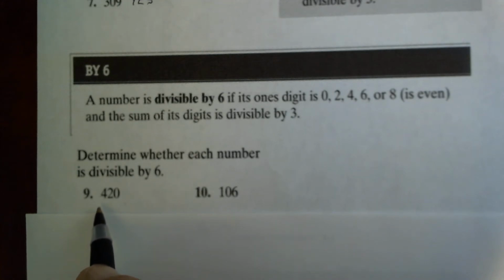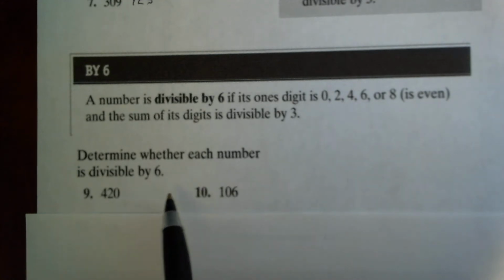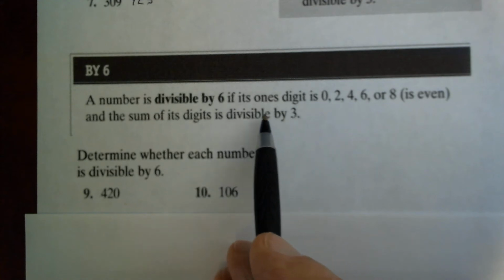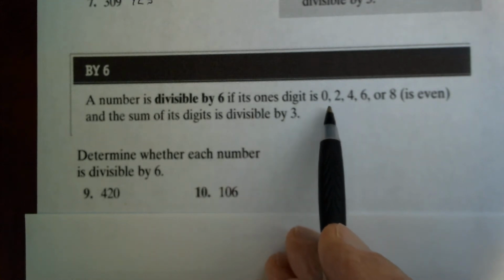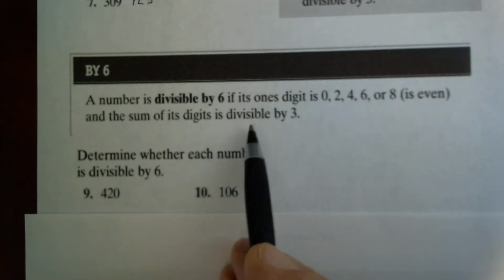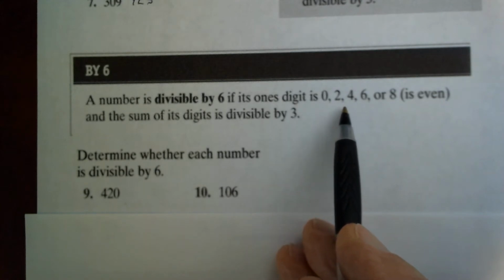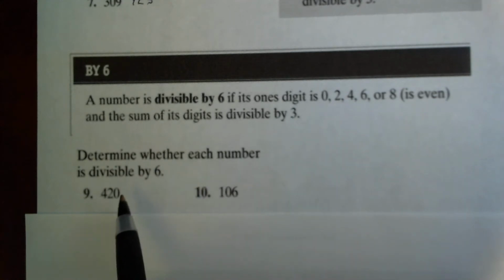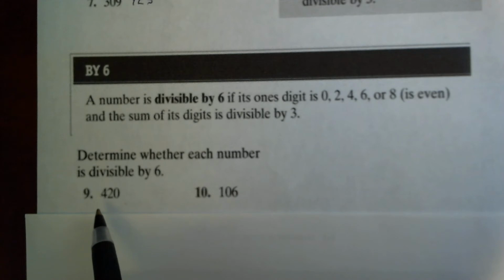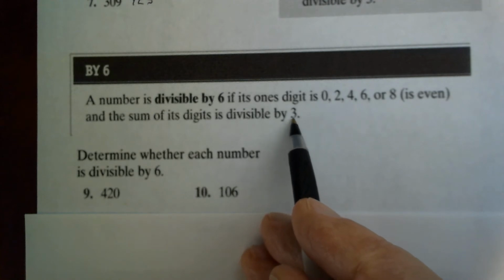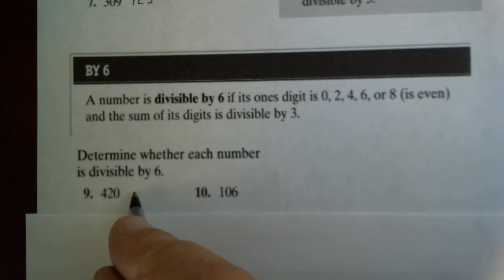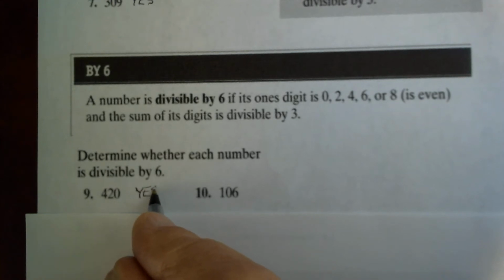So we look at number 420. And first of all, is it an even number? Yes. It ends in 0, so by this criterion, it is divisible by 2. We know that, it's an even number. Then we take the sum of the digits. 4 plus 2 is 6, plus 0 is 6, and 6 is divisible by 3, so therefore this number is divisible by 6. Or another way of saying it is that 6 is a factor.